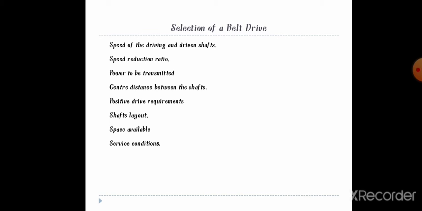If we want to transmit power up to 10 meters per second, we can use light belt drives. Generally observed in the agricultural field, if you want to transmit power from 10 meters per second to 22 meters per second, we can use medium belt drives. If you want to transmit power above about 22 meters per second, generally in machine tools we can use heavy belt drives. Central distance between the shafts, as I have said, if we are using flat belt drives, should not exceed 10 meters.